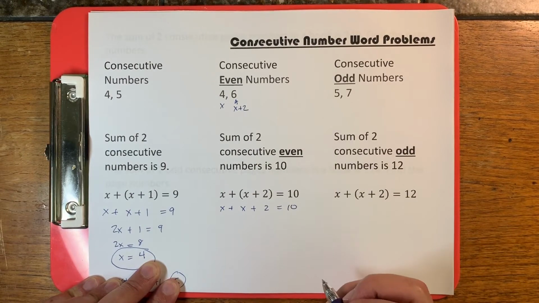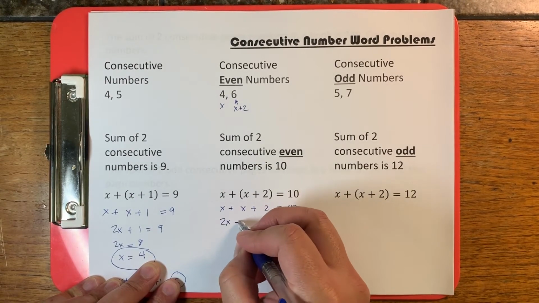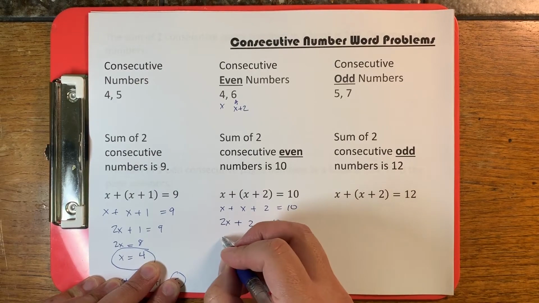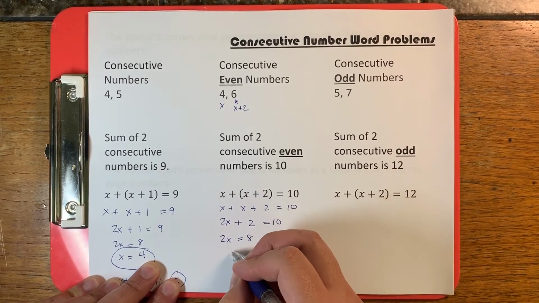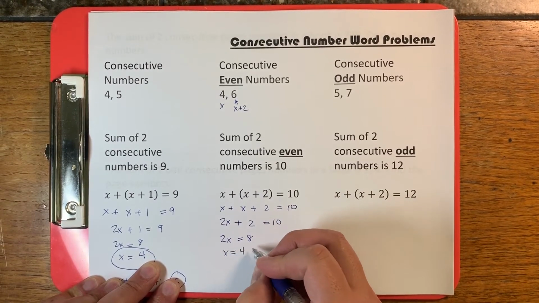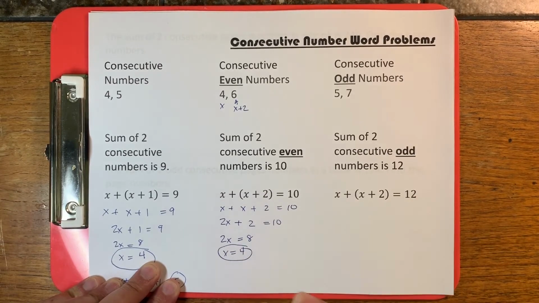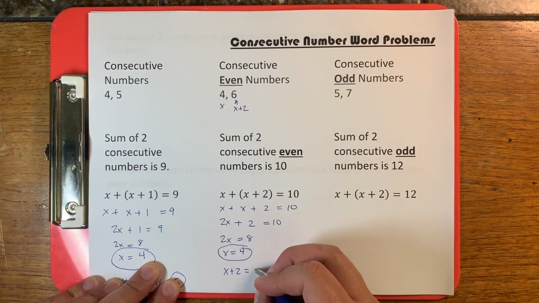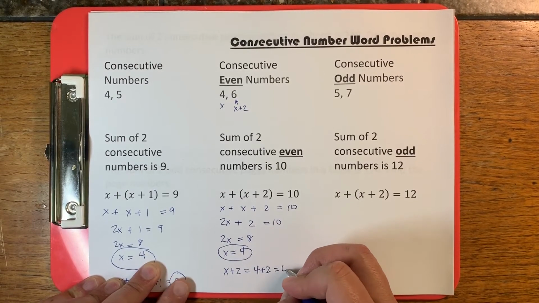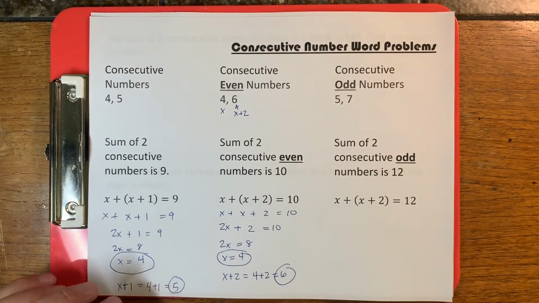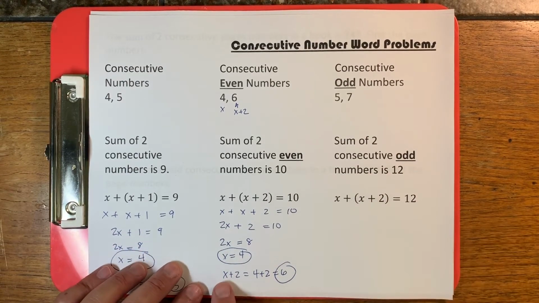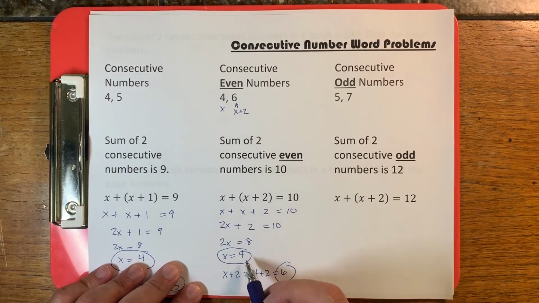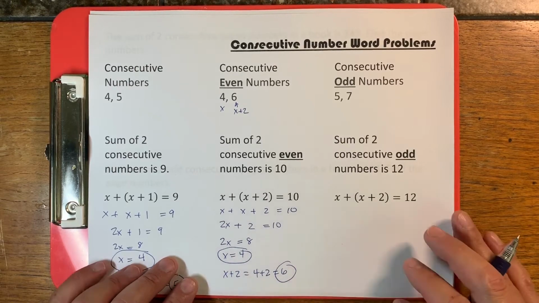But since there's an addition here, we're good. We can just throw the parentheses away, and we get 2x plus 2 is equal to 10. 2x is equal to 8. And then x is equal to 4. So that's the first number in the list. And then x plus 2 is equal to 4 plus 2 is equal to 6. And that gives me the second value. Now again, you don't have to go through all of this. You can just say if 4 is my first number, what is the next even number that comes after 4? And that would be 6.